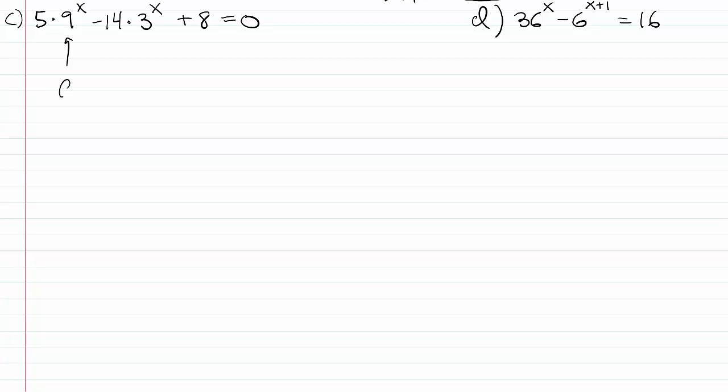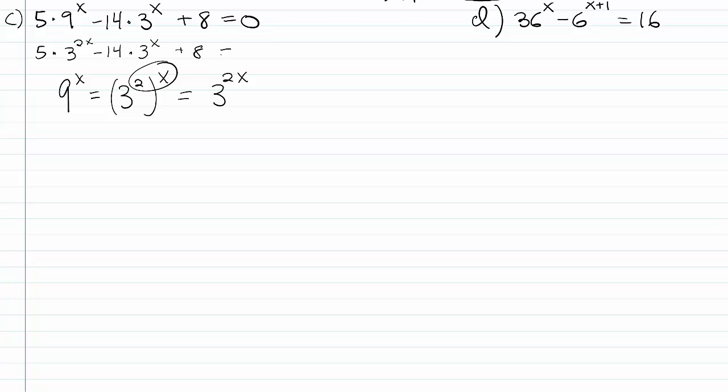Well, if you take 9x and write it as 3 squared to the x power, then these two can multiply to say 3 to the 2x power. So we can replace 9x by 3 to the 2x power. So let's go ahead and do that. We'll have 5 times 3 to the 2x power minus 14 times 3x plus 8 is equal to 0.